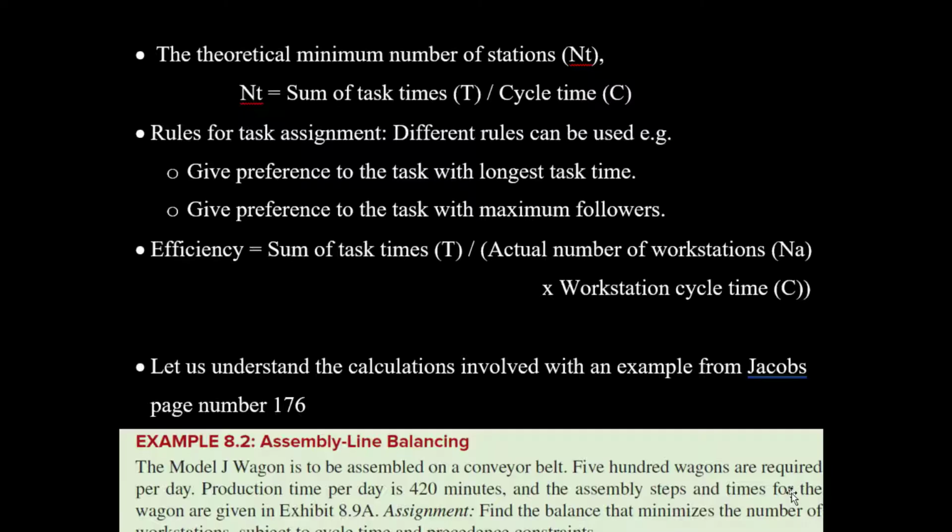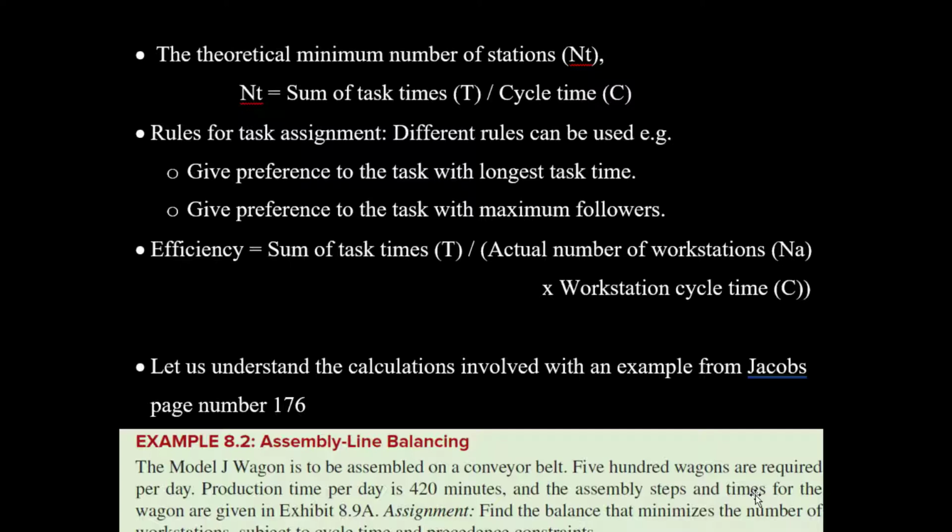Rules for task assignment to workstations. There are various different rules which can be used. For example, giving preference to the task with the longest task time, or giving preference to the task with maximum following tasks, or maximum followers, etc. Efficiency is equal to the sum of the task times T divided by the actual number of workstations times the workstation cycle time.